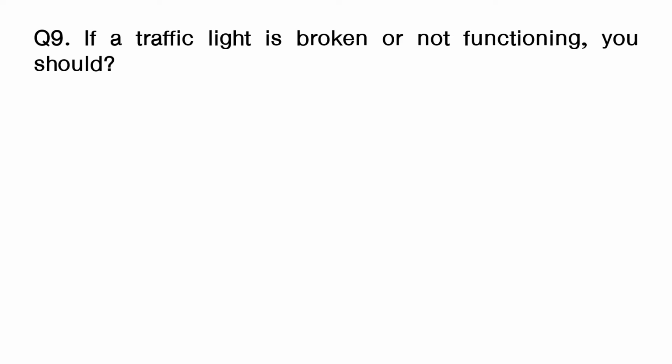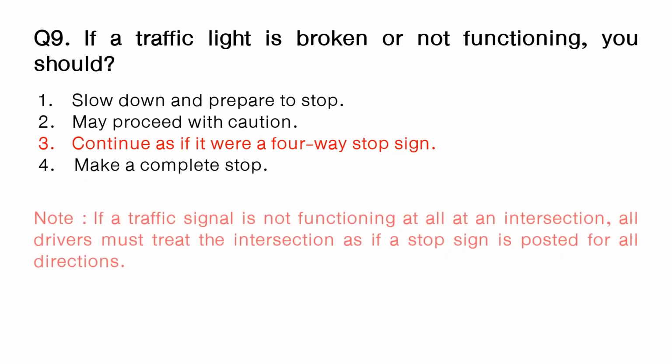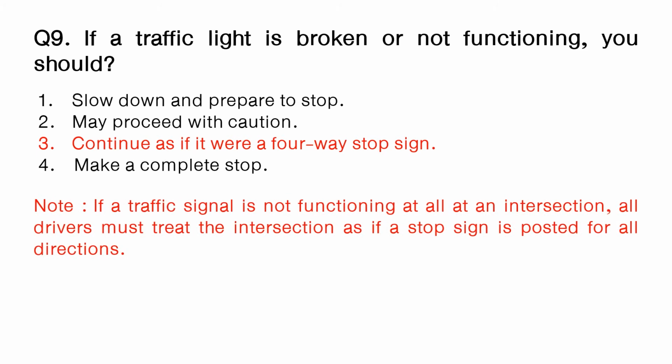The answer is option number 3. Continue as if it were a four-way stop sign. Note: if a traffic signal is not functioning at all at an intersection, all drivers must treat the intersection as if a stop sign is posted for all directions.